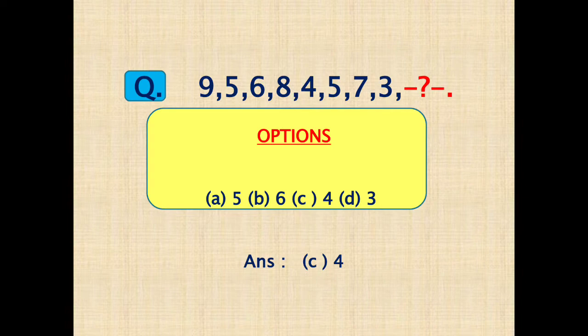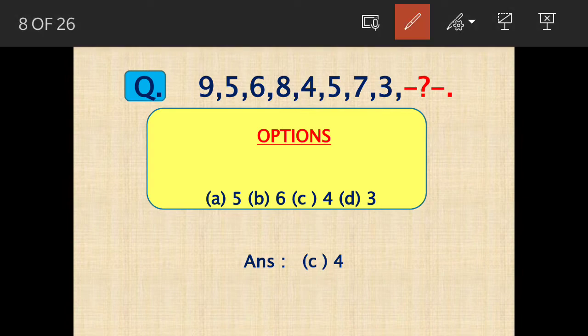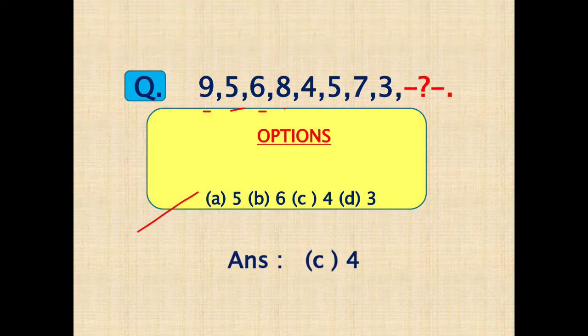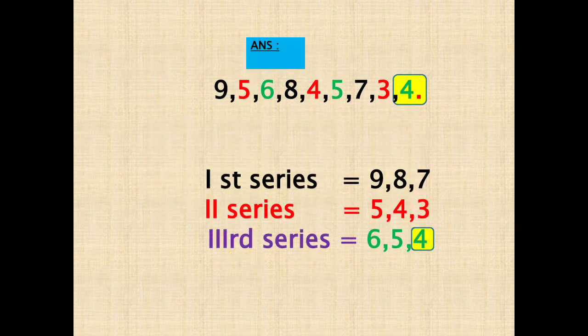Again you can see a series. This series is very long, so it is a combination series. Numbers are 9, 5, 6, 8 and so on, and here we have options, and the answer is option C, that is 4. 4 is our missing term. So we'll see how we have arrived at this option.